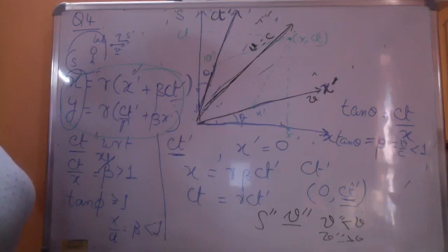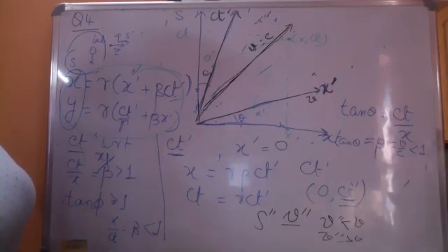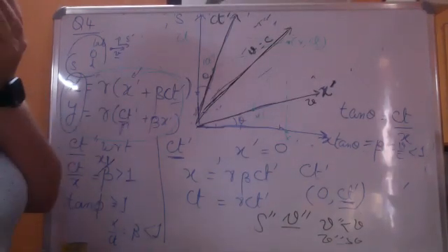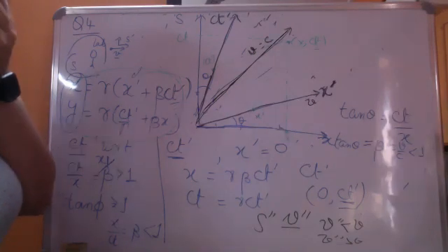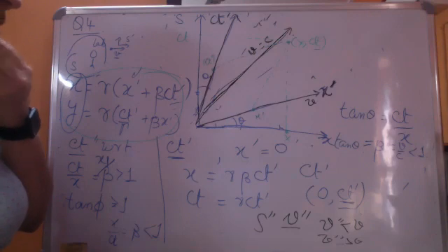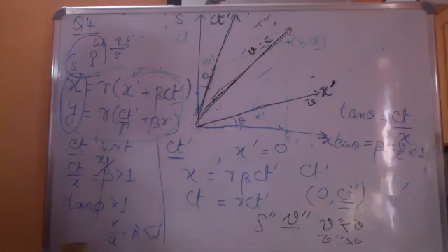Ma'am? Yes, Fiona? Ma'am, these x prime and ct prime are two of the possible world lines that are possible in the S prime frame of reference, no? Two. Like, there may be many other world lines, no?